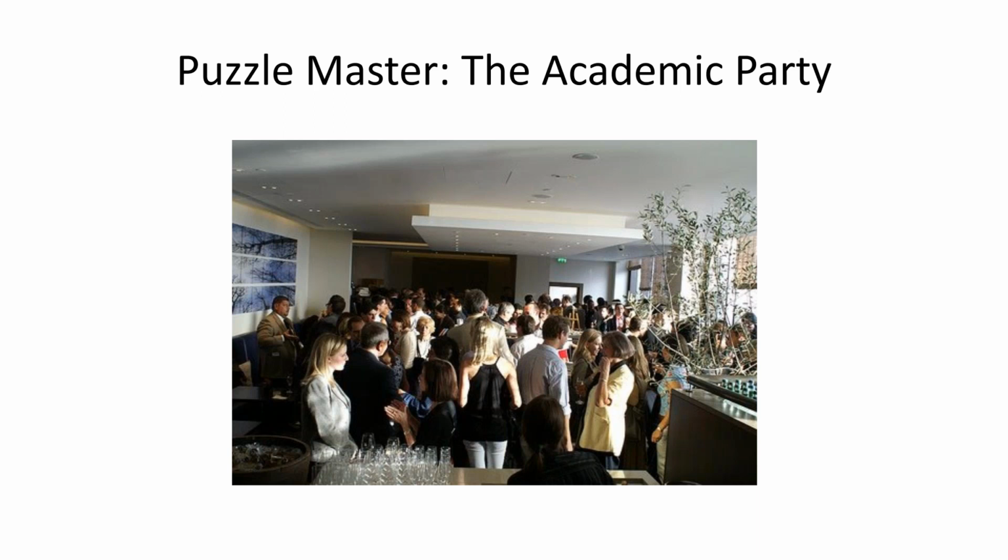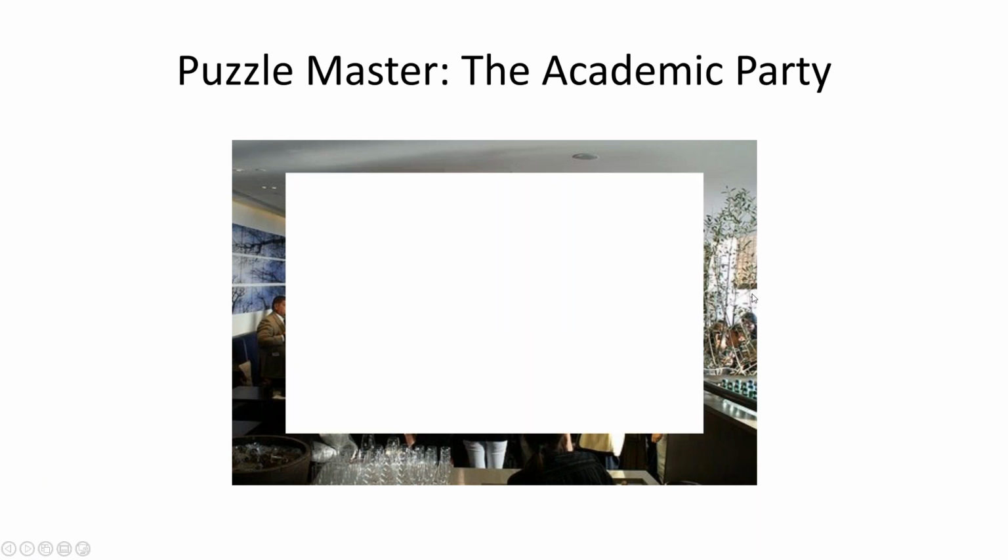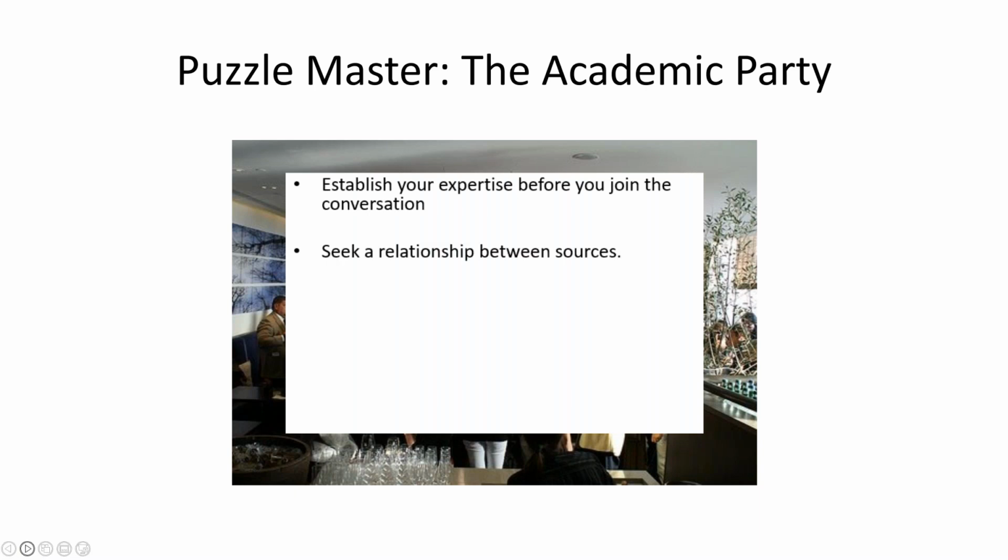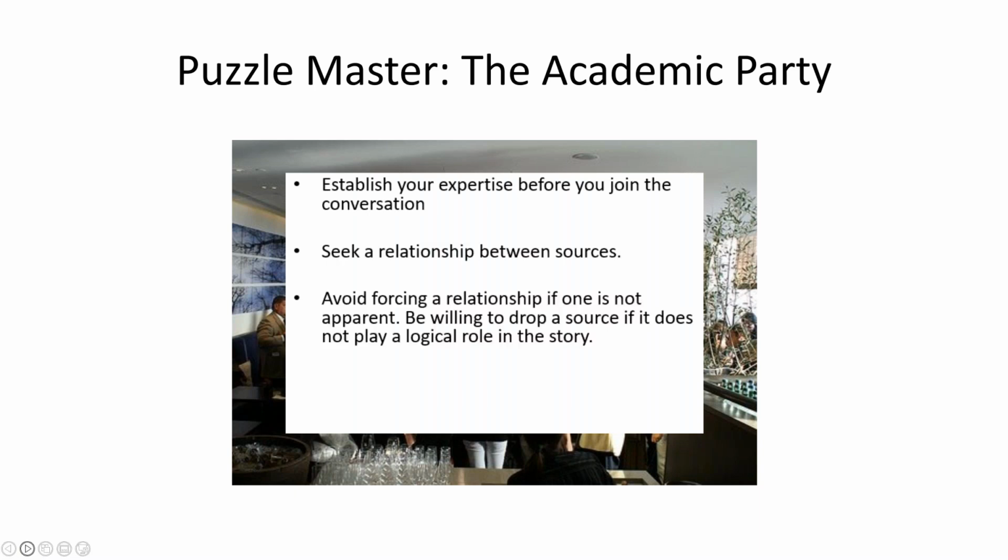So if you think about the point of doing a literature review, that's the point. Doing the literature review brings you into this conversation and puts you on that level playing ground with everybody else who's in that conversation. It's my little dinner party analogy. You're establishing your expertise before you join the conversation. You're seeking relationships between the sources, or between the people themselves, the researchers. But you're not forcing that relationship.